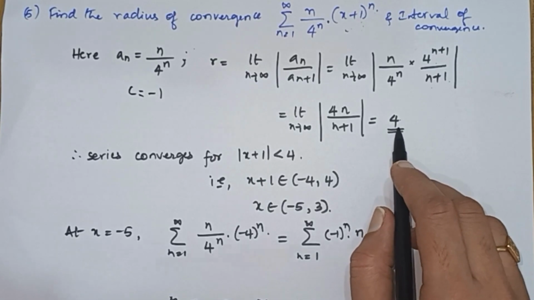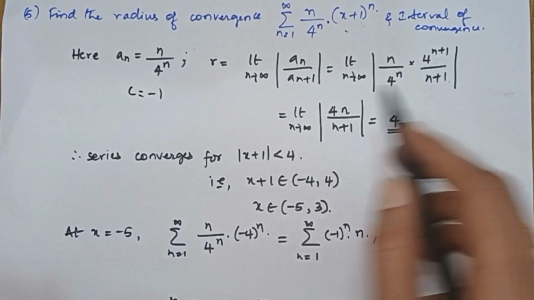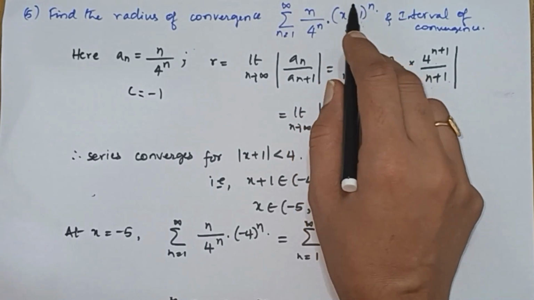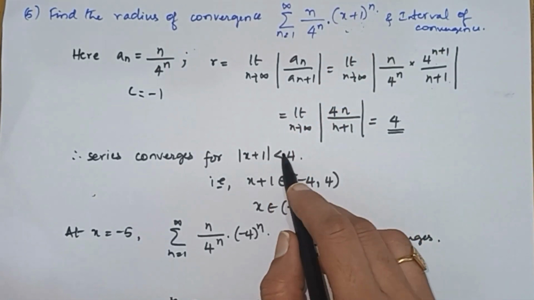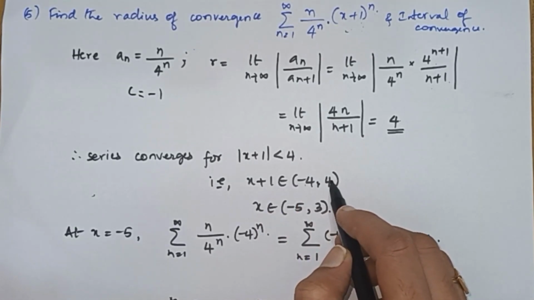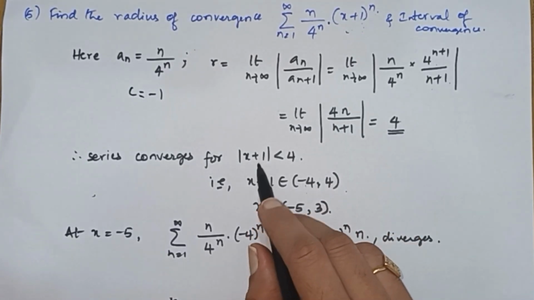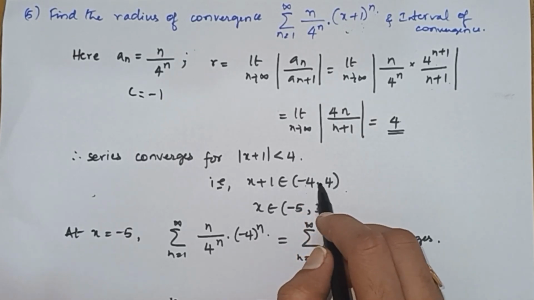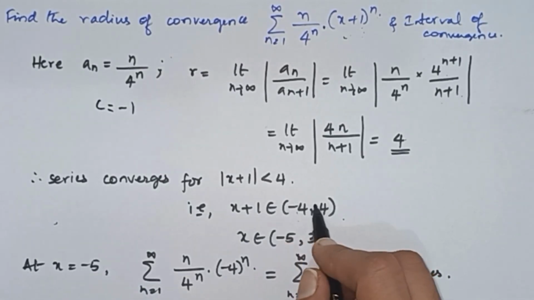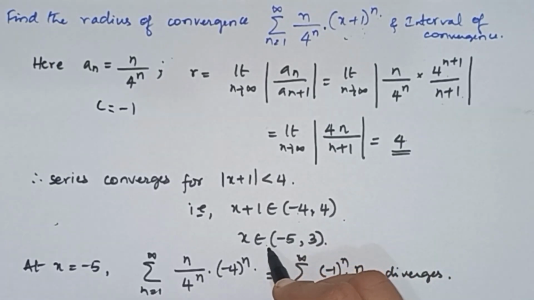It converges for mod of x minus c less than r, diverges for mod of x minus c greater than r. Therefore, the series is convergent for mod of x minus c less than 4. In place of x minus c, we have x plus 1. So mod of x plus 1 less than 4 means x plus 1 belongs to the interval minus 4 comma 4. That is the property: mod x less than a means x belongs to the open interval minus a comma a. So x plus 1 belongs to the open interval minus 4 comma 4. So x belongs to, subtracting 1 from both the endpoints, minus 4 minus 1 is minus 5, 4 minus 1 is 3. So x belongs to this open interval.